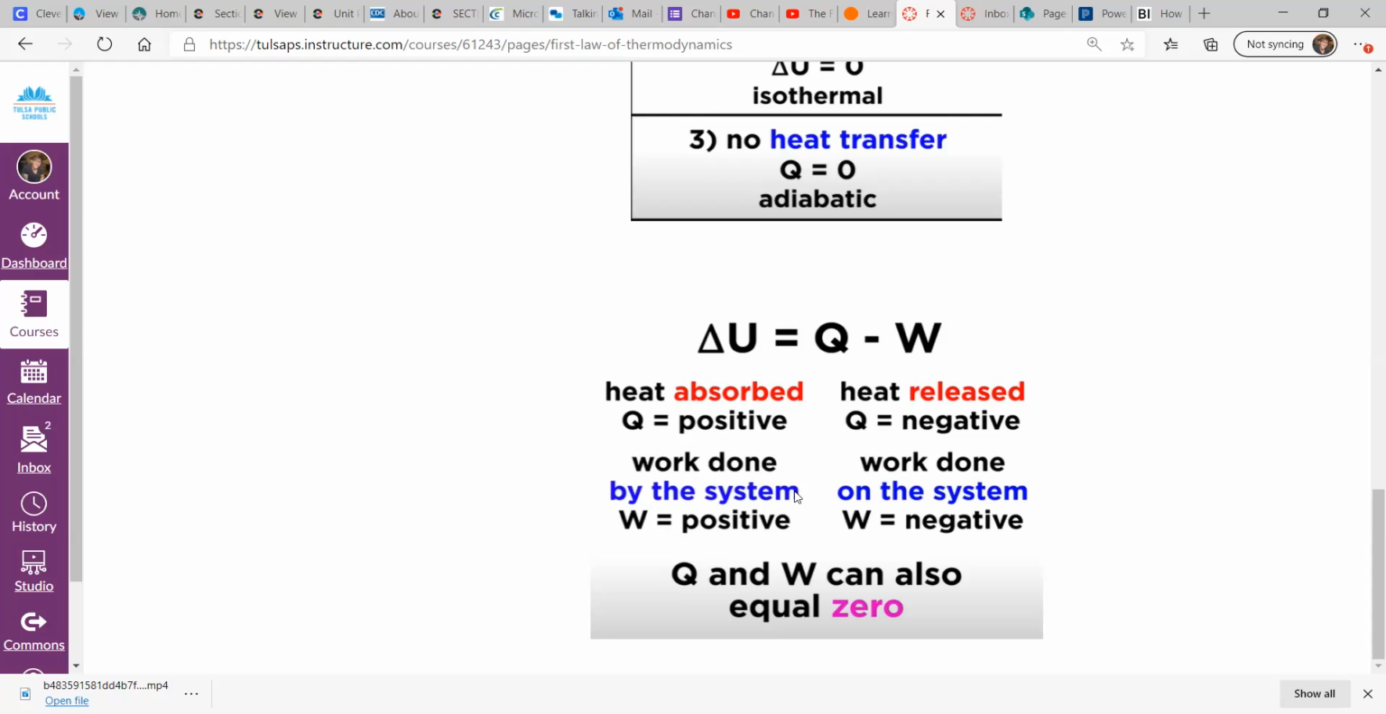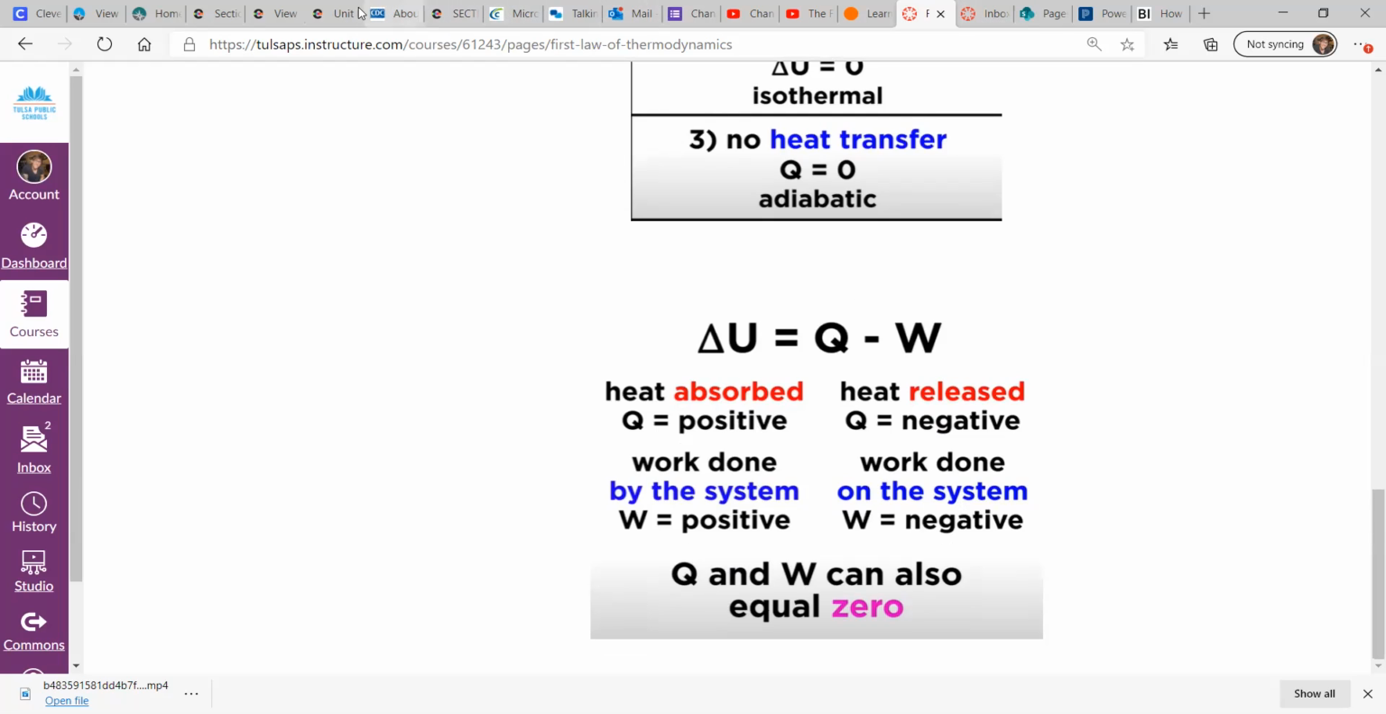Work, on the other hand, is a little different. If work is done by the system, it's important to remember that term, by. If the system is doing the work, W is positive. But if work is being done on the system, W is negative. And in some cases, Q and W can also equal 0. But as long as you remember to keep your signs okay, you should be fine.